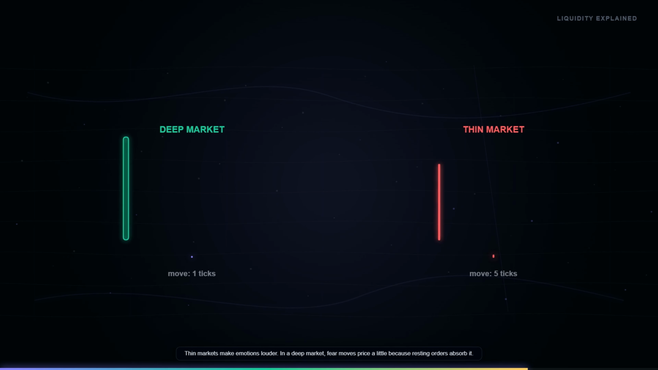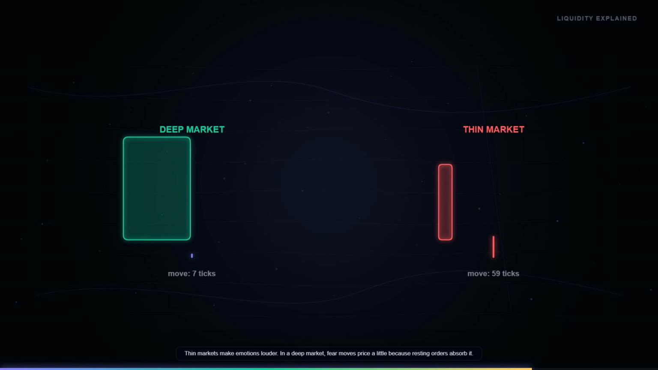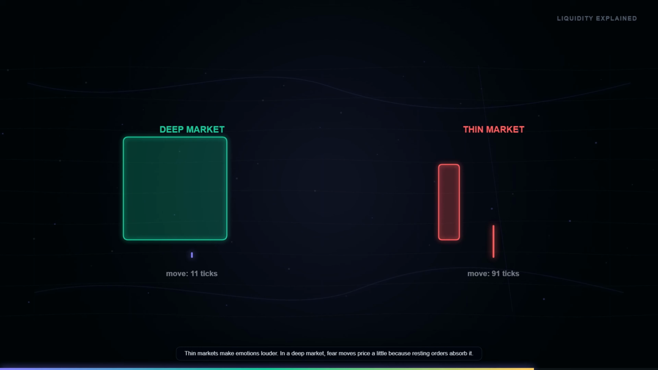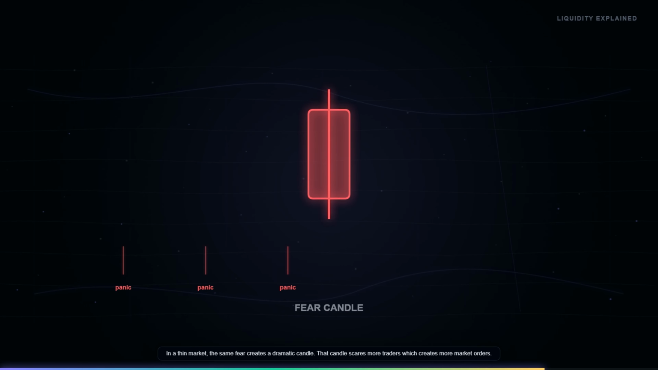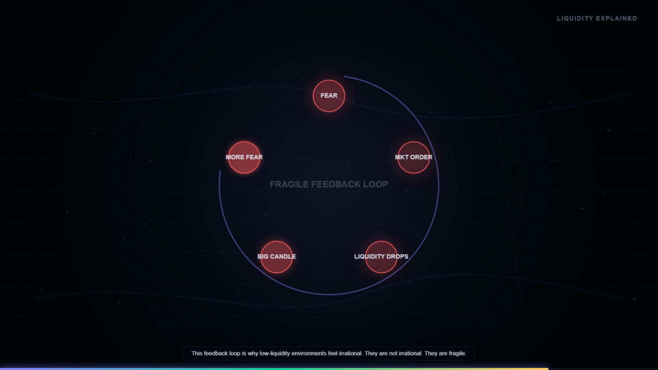Thin markets make emotions louder. In a deep market, fear moves price a little because resting orders absorb it. In a thin market, the same fear creates a dramatic candle. That candle scares more traders, which creates more market orders. This feedback loop is why low liquidity environments feel irrational. They are not irrational. They are fragile.